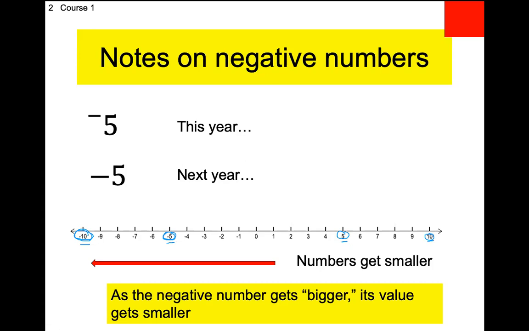All right, so the point here is that the numbers get bigger on the negative number line. So by bigger, I just mean the number itself. So for instance, -1, -2, -3, the number is getting larger, but the value of that number is actually getting smaller. Okay, questions on that?